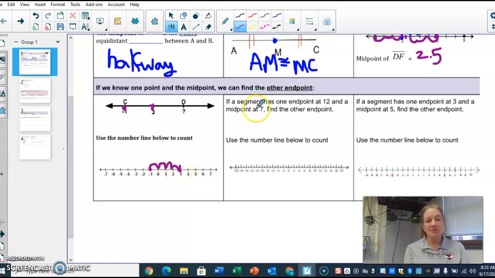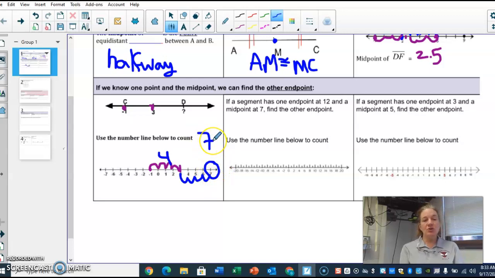I went, whoops, I forgot to change back to blue. I went 4 units, okay? From left to right, I went 4 units. So now I'm going to go 1, 2, 3, 4, because if I went 4 units to get from one endpoint to the midpoint, I'm going to count 4 units to get from the midpoint to the next endpoint. So once I count 4 units, I land at 7.